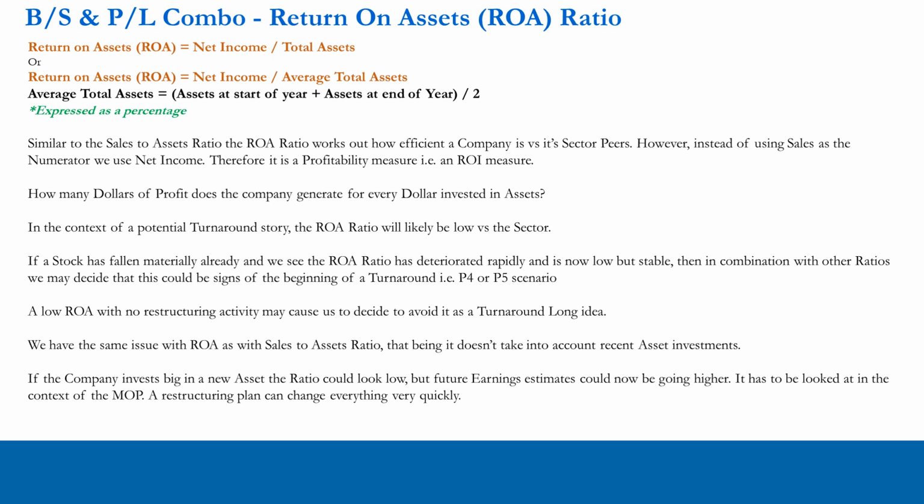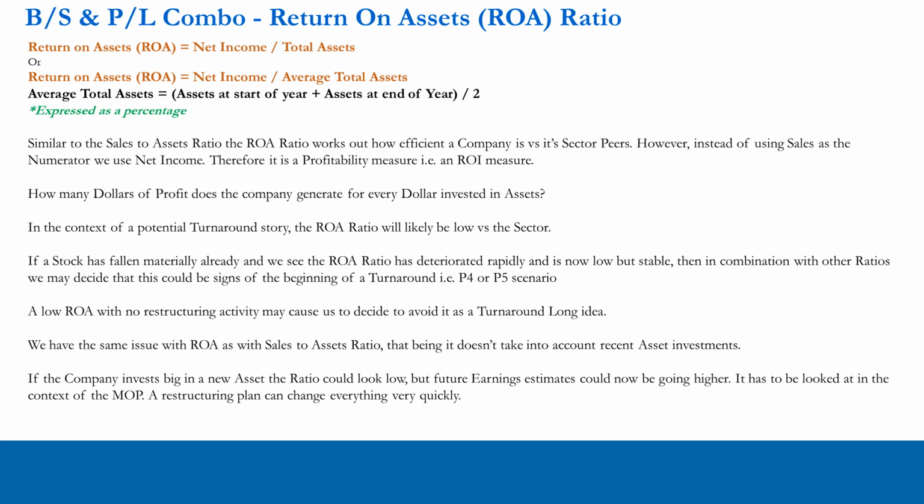In terms of drawbacks, we do have the same issue with the ROA ratio as with the sales to assets ratio. That being, it doesn't take into account recent asset investments. So if the company invests in a new asset, makes a big investment in that asset, the ratio could look low, but future earnings estimates could now be going higher. It has to be looked at in the context of the management operating plan, and a restructuring plan can change everything very quickly.